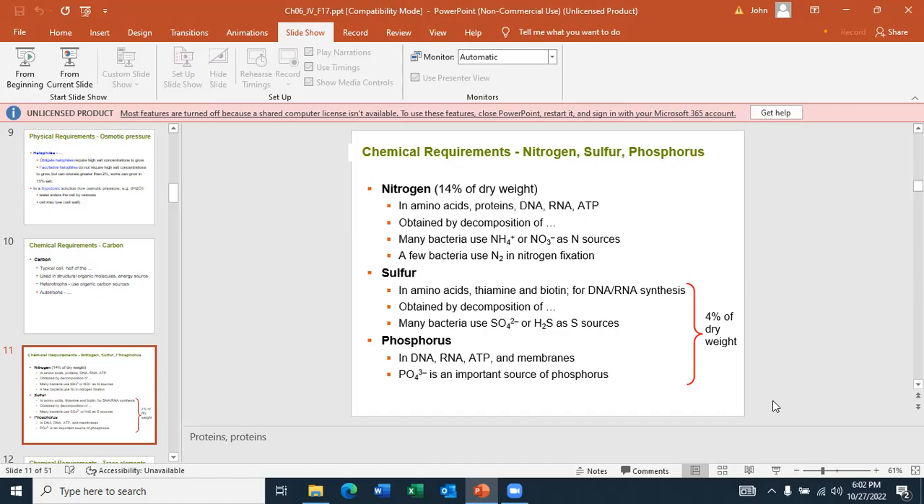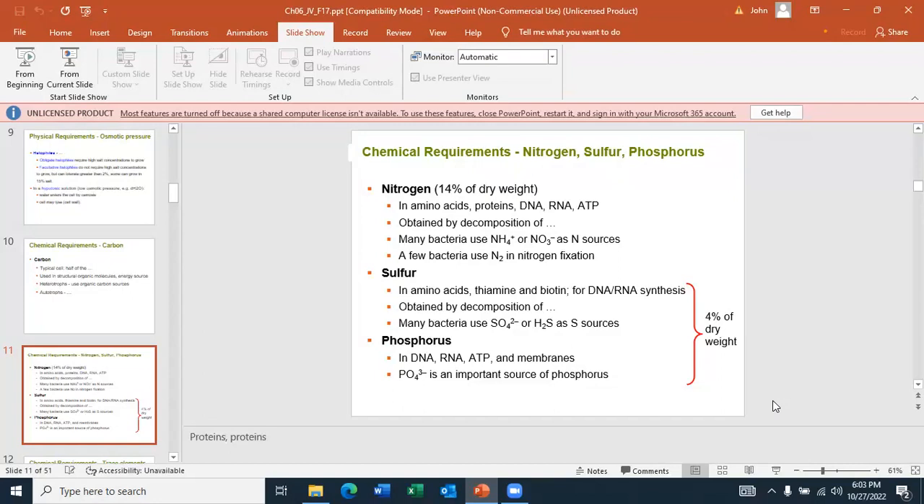All right, sulfur is another element that has a chemical requirement for living cells. Sulfur is found in amino acids like thiamine and biotin, and that's about it. But sulfur is also in DNA and RNA. Sulfur is mainly obtained from the decomposition of proteins, but many bacteria can use sulfur in other forms, such as sulfate or hydrogen sulfide gas. Any questions about any of that?